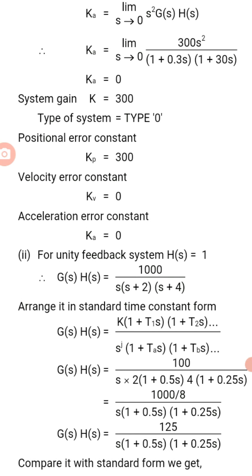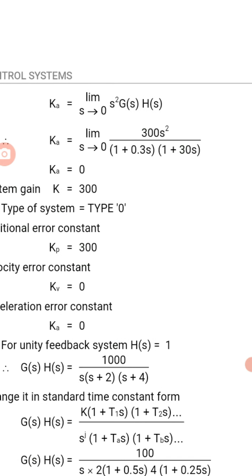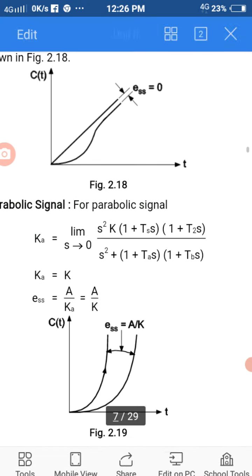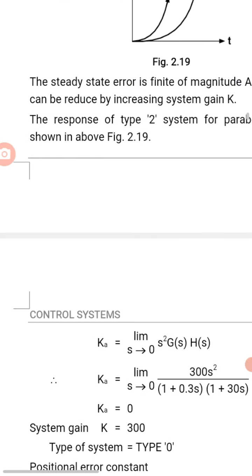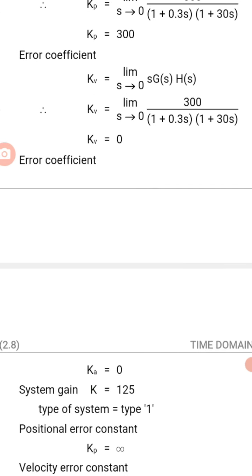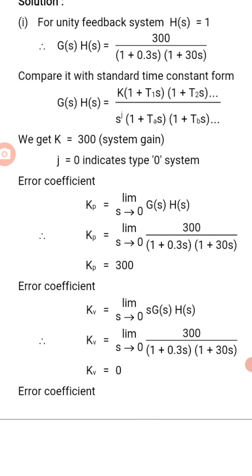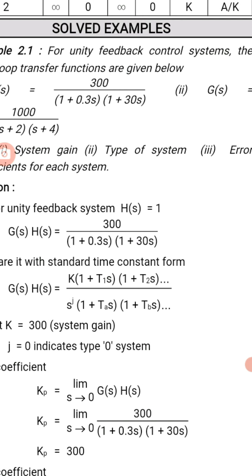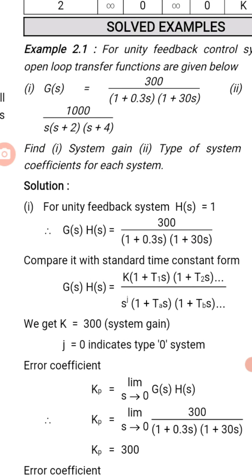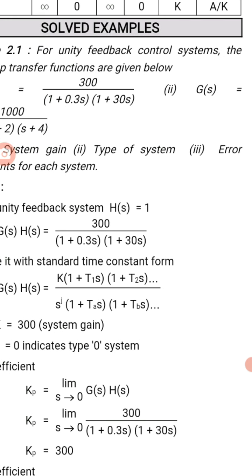Second, let us understand what is asked in this, what we have to find. They have asked us the type of the system and the error coefficients for each system. The type of the system is 0, and the error coefficients are 300, 0 and 0.